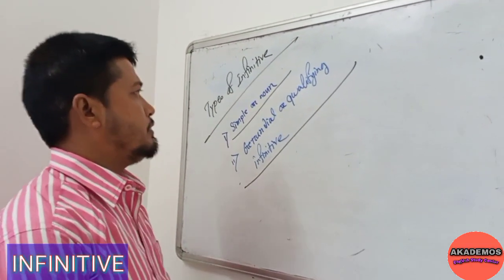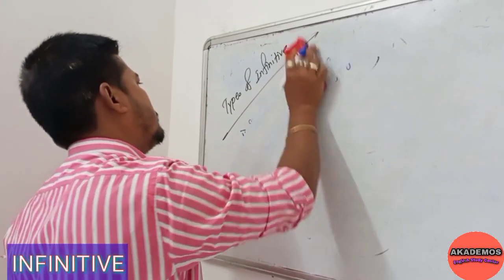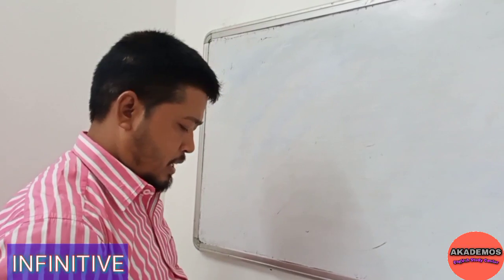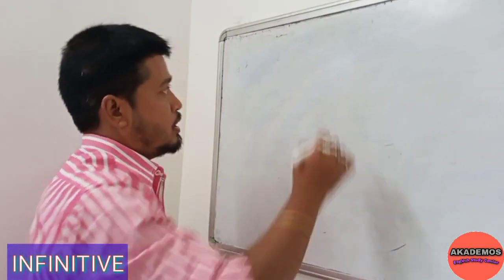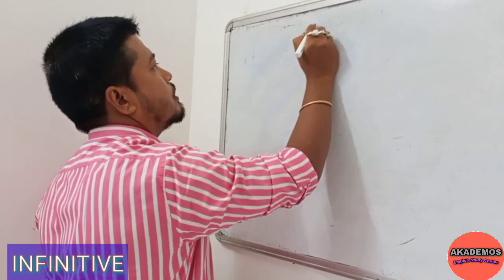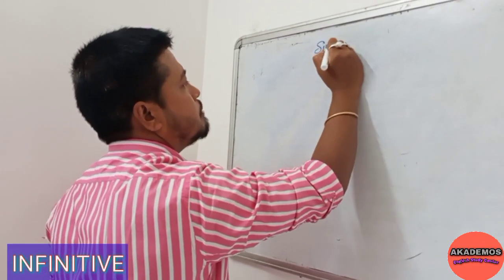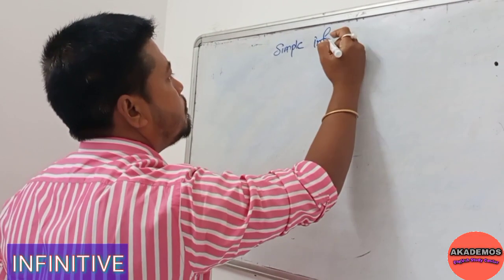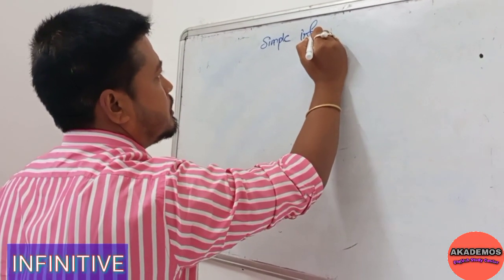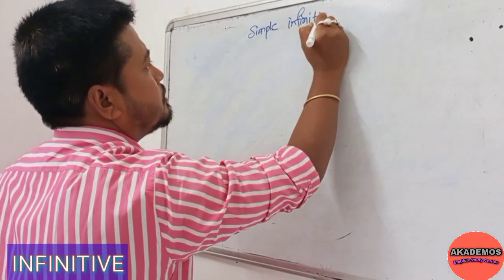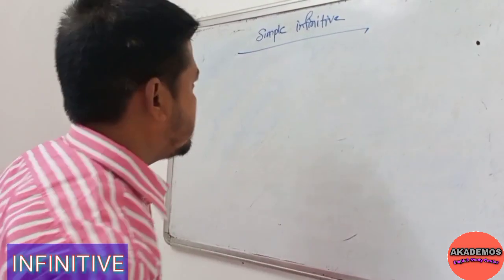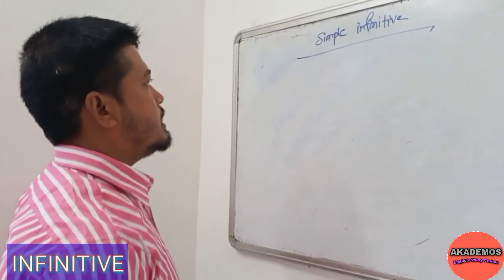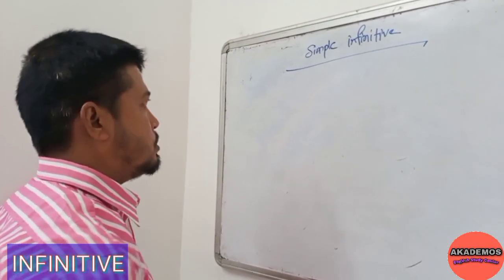What is simple infinitive? Remember, the structure of simple infinitive is the same as the structure of gerund. Let me give some examples. Simple infinitive works completely as a noun. It is just like gerund. Gerund is formed by "ing" and infinitive is formed by "to".